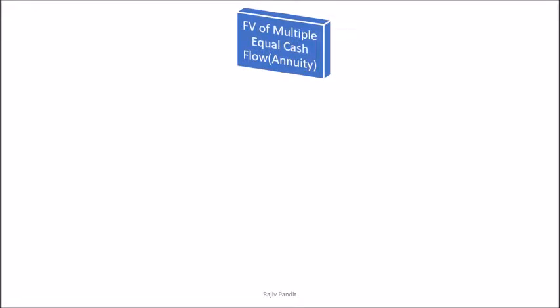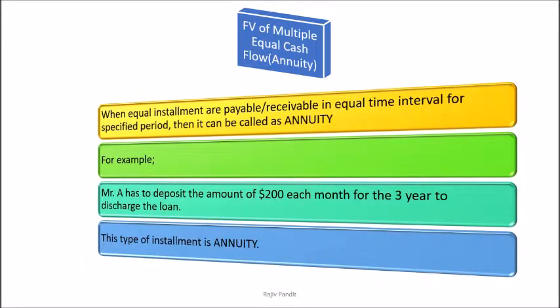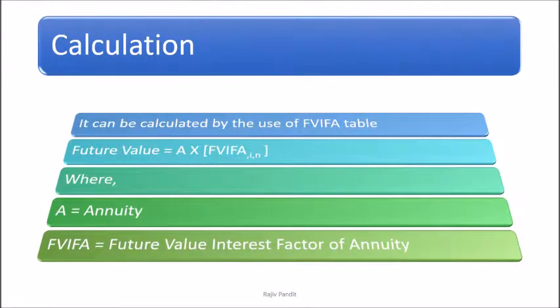Now turn to another case of compounding techniques, that is the future value of multiple equal cash flow, also known as the annuity. When equal installments are payable or receivable in equal time intervals for a specified period, it can be called an annuity. For example, Mr. A has to deposit the amount of $200 each month for 3 years to discharge the loan. This type of installment is called the annuity. Now turn to the calculation.